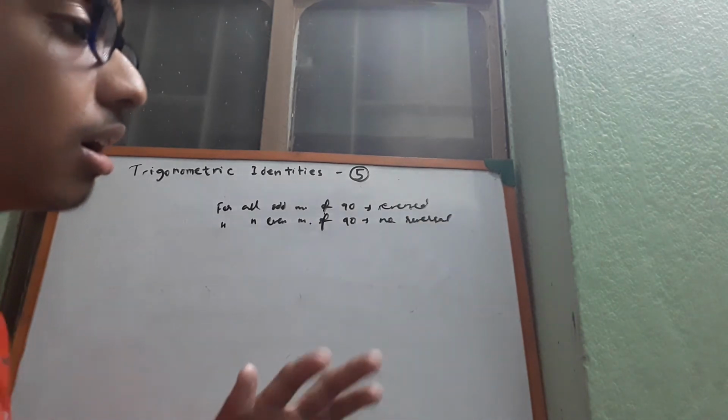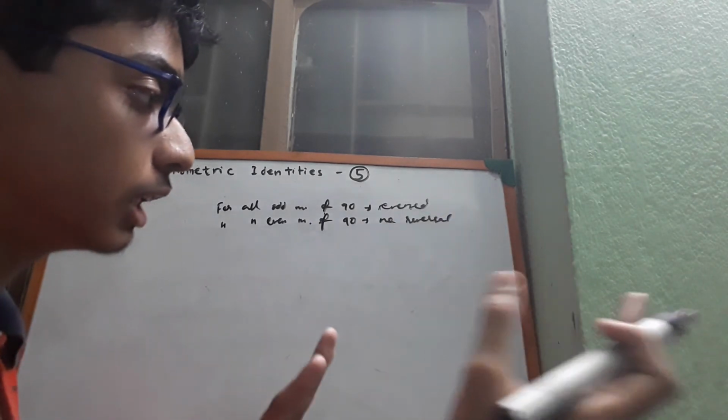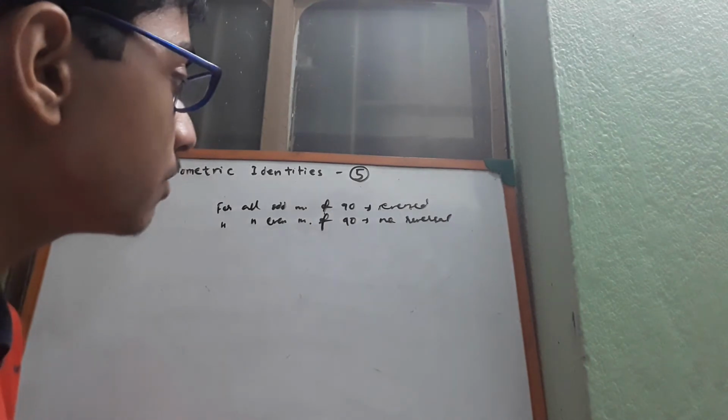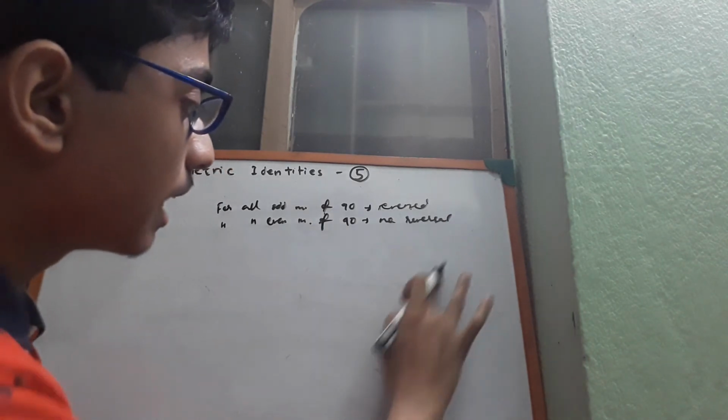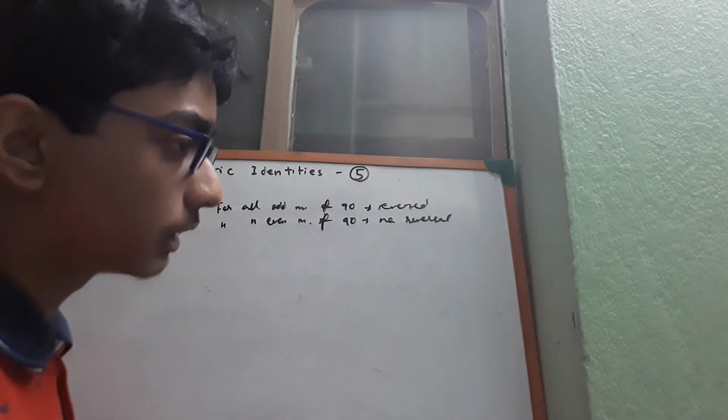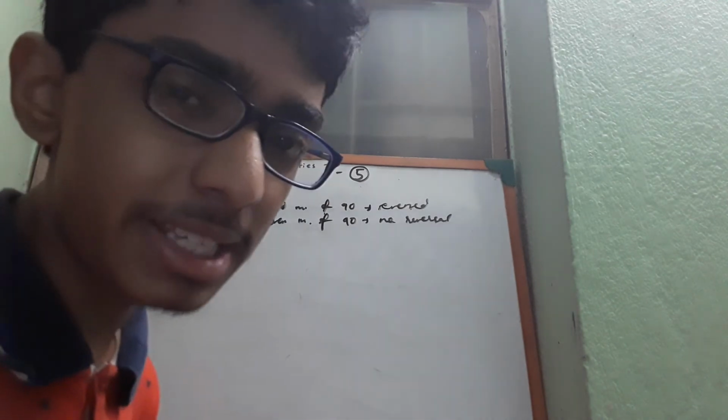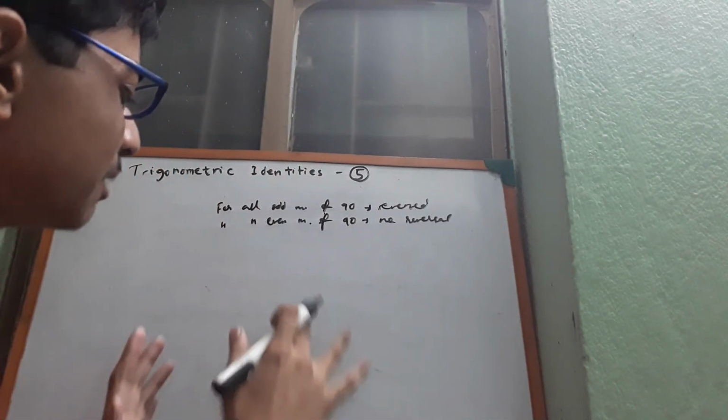But yes, you need to decide whether the sign before the function will be negative or positive. For that you need to consider the concept of quadrants. For that you don't need to draw the diagram. Basically once you do a little bit of practice, it becomes obvious.